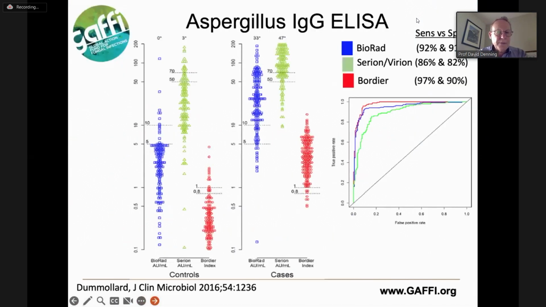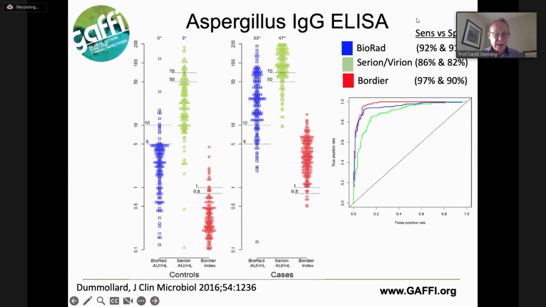So there are different tests. I've mentioned the Immunocap test, which is the one that we tend to use in the UK, which is a semi-automated platform. There are 3 ELISAs. In fact, there are more, but there are certainly these 3. Bio-Rad have a good ELISA. So does Serion Virion, though its performance is not quite so good. And then the Bordier assay is also pretty good. But you can see that none of these tests are 100% sensitive for the disease.